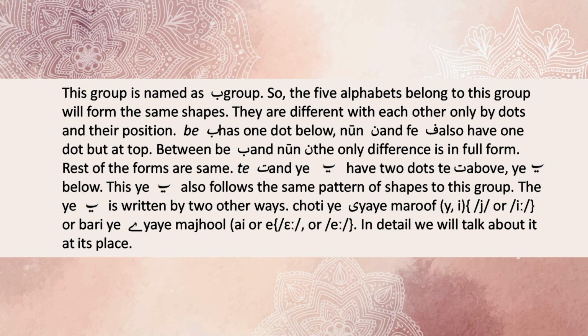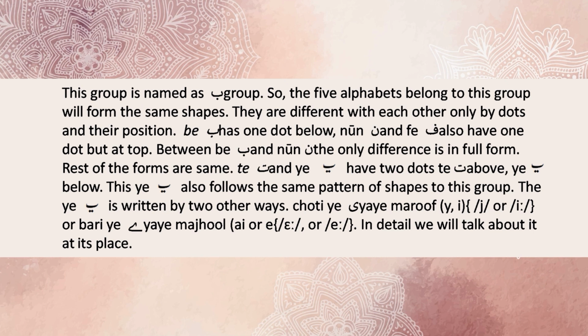We call that a nukta in Urdu. Insert a dot or nukta on it or in it, in different positions. They are different from each other only by these dots and their positions. Be has 1 dot below. For example, we take the alphabet be that has 1 dot, and the dot is inserted below.